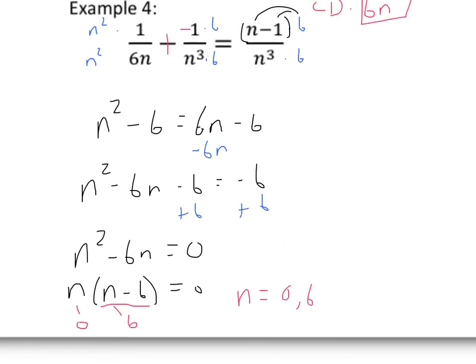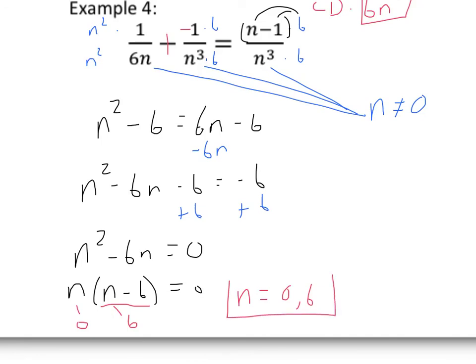I go back to my original problem and I say, are there any numbers that would cause the denominators to be 0? And there is. It cannot be 0. Noticing that my solutions have a 0 in it, I cannot accept 0 as one of the solutions, because if I were to plug it in, it would not work. I would get a denominator of 0. So 6 is my only true solution. And this ends Lesson 9.5, Video 3.